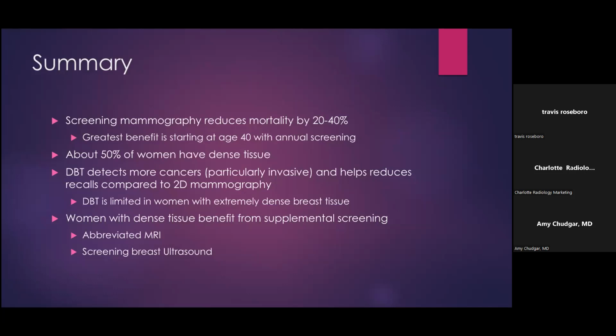So out of all women, 50% do have dense breast tissue, and dense tissue can limit the evaluation on mammograms. 3D imaging does detect more cancers, particularly invasive cancers, and helps to reduce recalls compared to 2D mammograms, although 3D mammograms are limited in women with extremely dense breast tissue. And so women who do have dense tissue can benefit from supplemental screening, namely abbreviated MRIs or screening breast ultrasound.